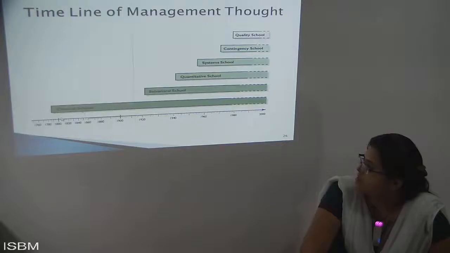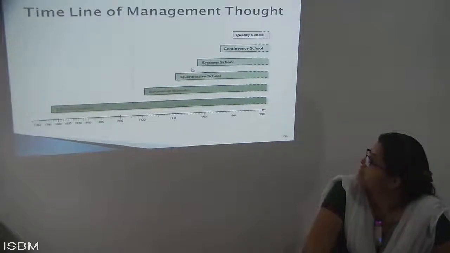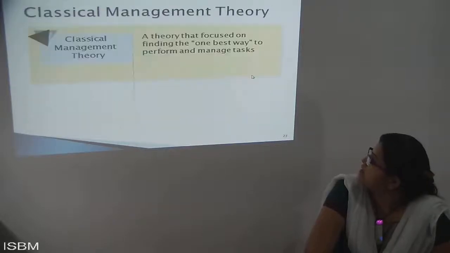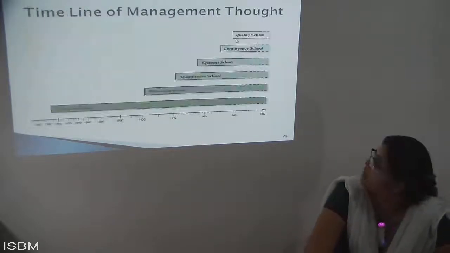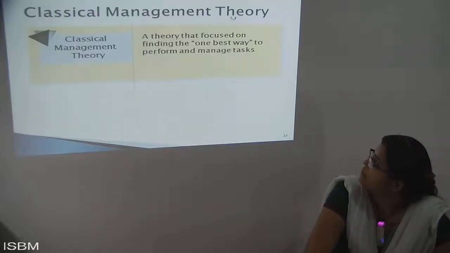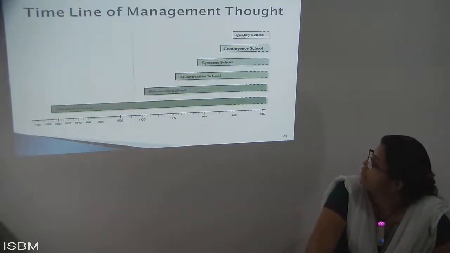From the 17th to 18th century, the classical theory was used. Afterwards, the behavioral school was given in the 19th century. Then, by the 1950s, there were the quantitative schools. After that came the systems school and the contingency school. Finally, in the 20th century, it was given with the quality schools, with quality thoughts.